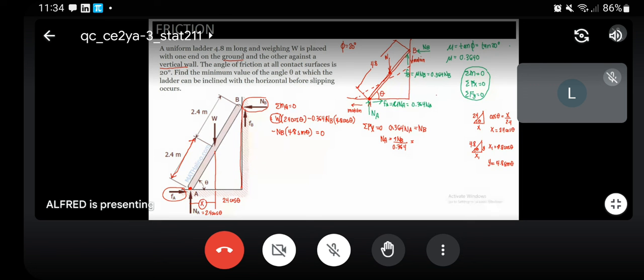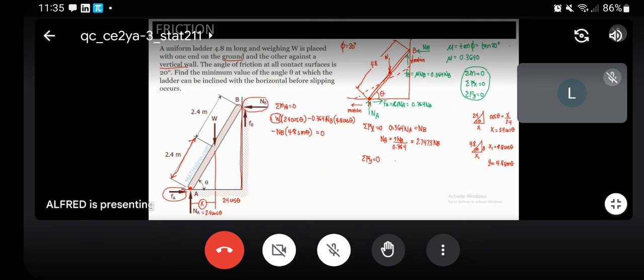That's 2.7473. Okay? Nasusundan pa? So, bakit natin gagawin yan? Kasi kakailanganin natin yan kay summation Fy. Bakit? What's your summation Fy?